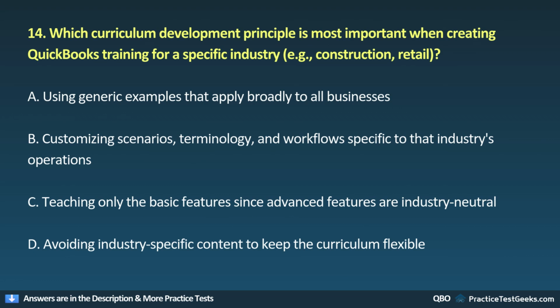14. Which curriculum development principle is most important when creating QuickBooks training for a specific industry, e.g., construction, retail? A. Using generic examples that apply broadly to all businesses. B. Customizing scenarios, terminology, and workflows specific to that industry's operations. C. Teaching only the basic features since advanced features are industry neutral. D. Avoiding industry-specific content to keep the curriculum flexible.